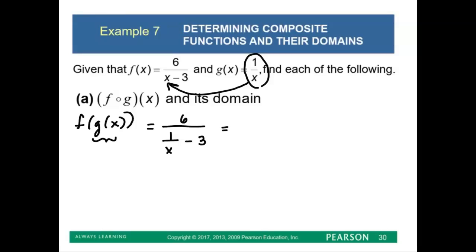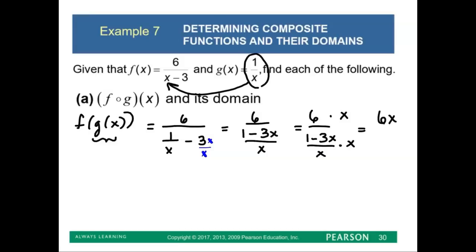And now we simplify. So in our denominator, we have 1 minus 3x all over x. And that is because, to get a common denominator, I just multiplied by x all over x. Okay. So now we have 6 all over 1 minus 3x all over x. We're going to multiply to eliminate that complex fraction, and our final answer is 6x all over 1 minus 3x.